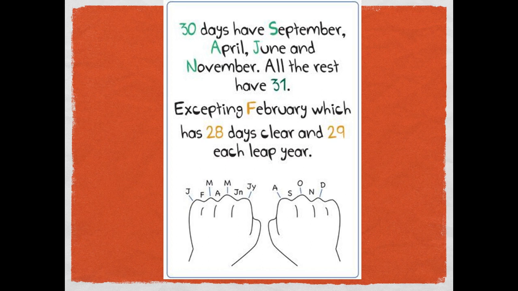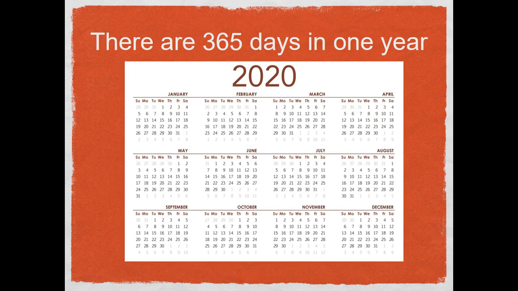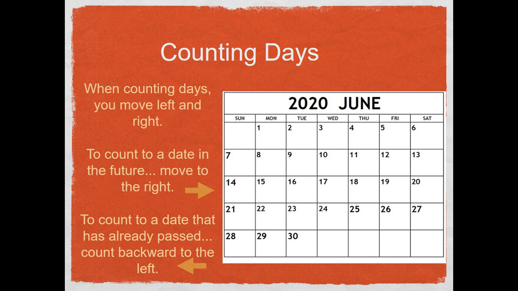April has 30, May 31, June in the dip has 30, July has 31, and then we go back and start at the knuckle again for August, which is 31, and then the dip, and then October has 31, and then the dip, and then December has 31, and then it's finished. So you can have a look at trying those out. And as we know, there are 365 days in one year, except for in a leap year when there are 366 days, okay?